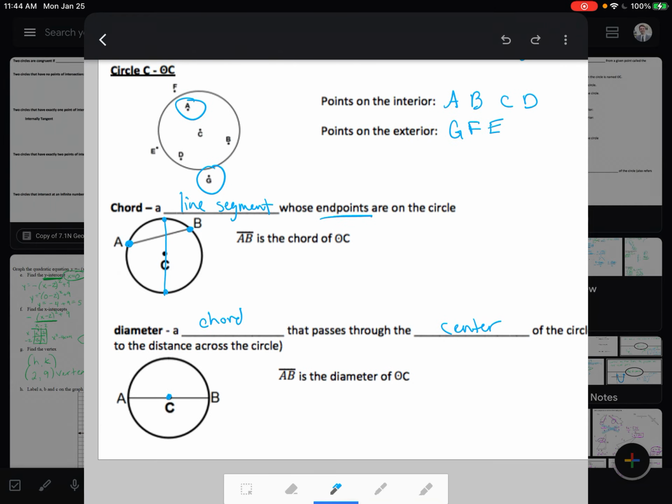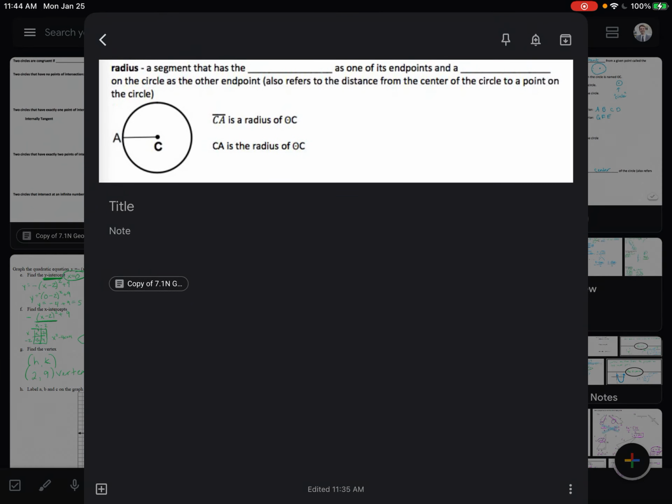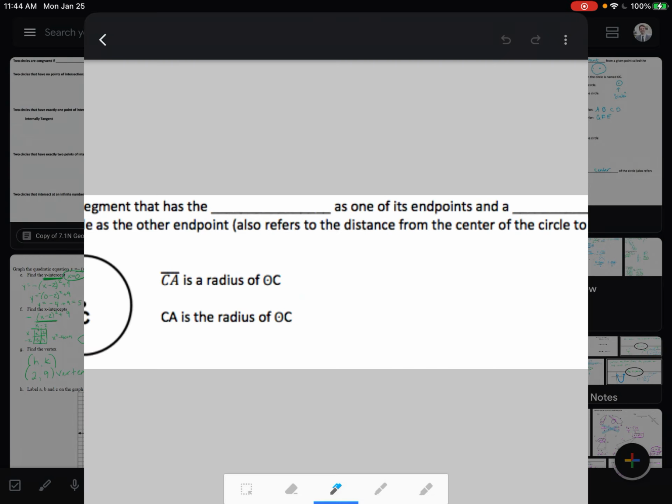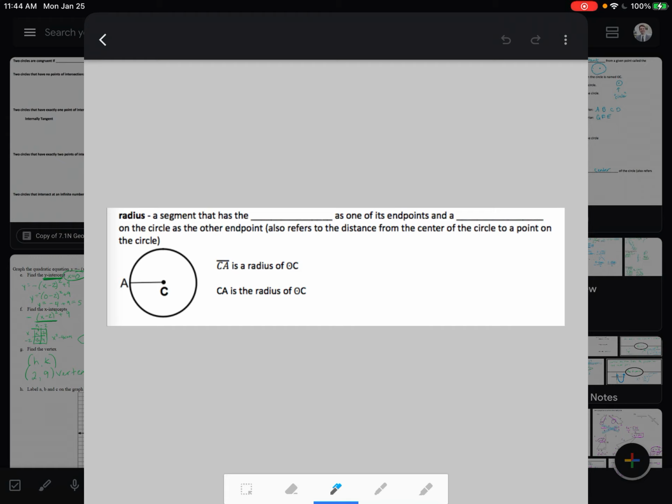All right, moving on to our next set of notes here. We're going to be looking at the radius of a circle. The radius is a segment that has the center of the circle as one of its endpoints, and a point on the circle as the other endpoint. To be clear, it starts in the middle and it ends on the edge. So it's basically half of a diameter, half the length of a diameter, because it doesn't fully go from one side of the circle to the other. It starts in the middle and goes out. So we see here CA, or AC, you can name them either way, is a radius of circle C.